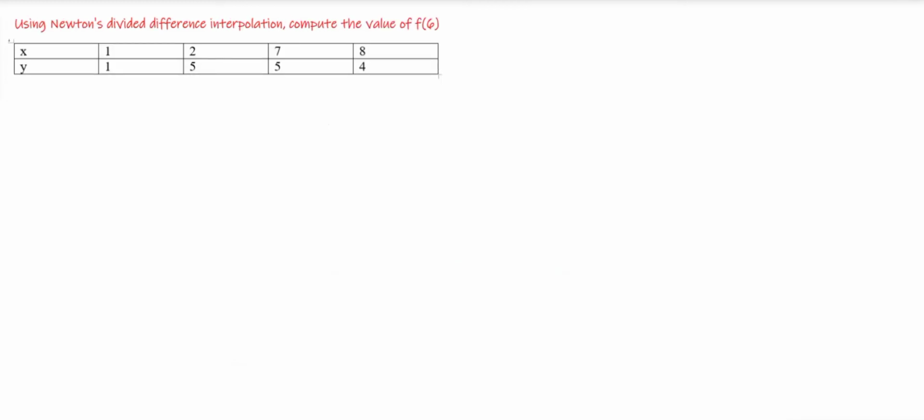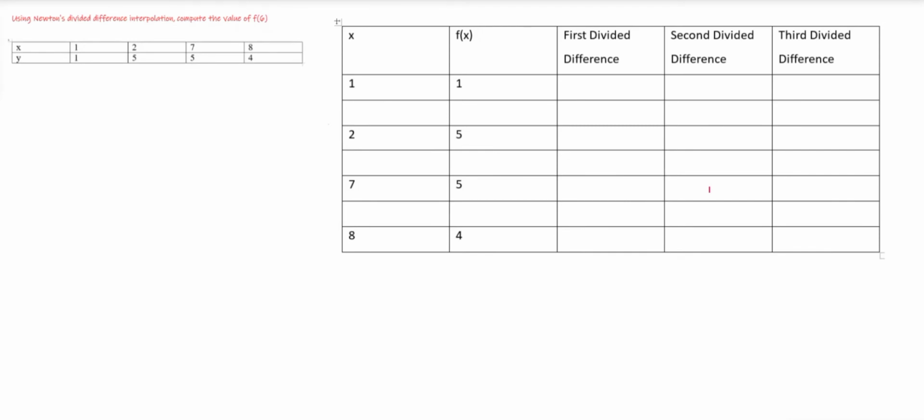Using the Newton's divided difference interpolation, compute the value of f of 6. Here we'll have to construct the divided difference table, as well as use the formula, and then we'll find f of 6. So again we'll construct this type of table. Here we are having 4 values of x and y, so we'll go till third divided difference.